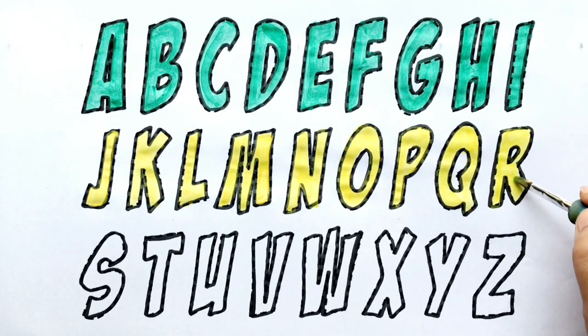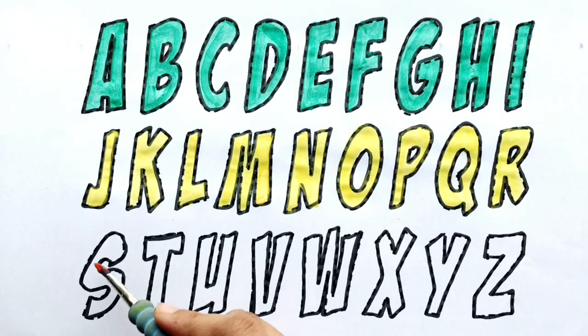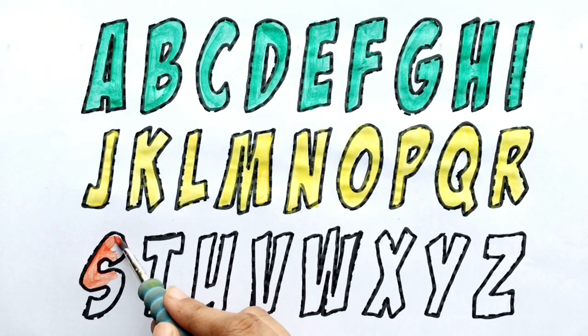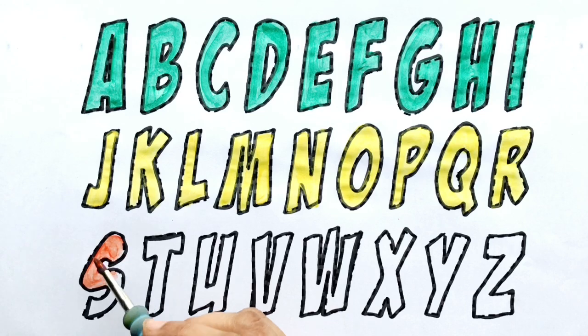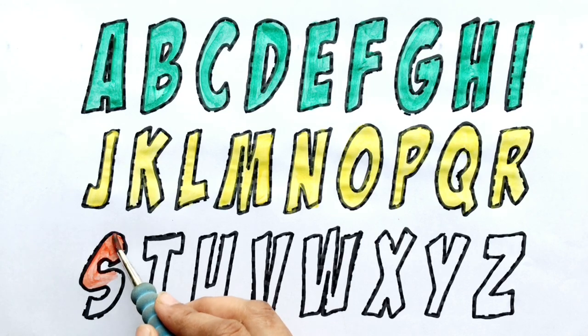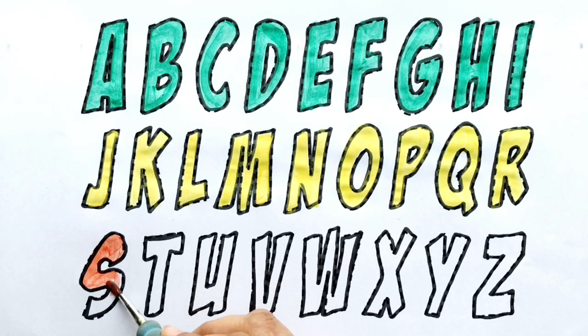Orange color. S for snail. A, B, C, D, E, F, G, H, I, J, K, L, M, N, O, P, Q, R, S, T, U, V, W, X, Y, and Z. Now I know my ABCs. Next time, won't you sing with me?